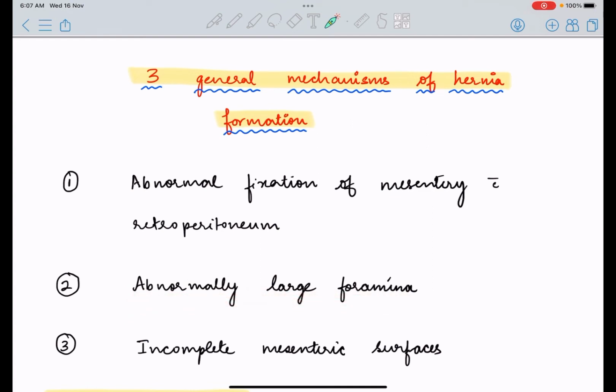And the last mechanism is incomplete mesenteric surfaces. As I have said, if there are defects in the mesentery, the bowel loops can pass through, and sometimes these defects can be created iatrogenically, that is when we do bariatric surgeries. Bariatric surgeries, where gastric bypasses need to be done, create many spaces, that is between bowel and through the mesocolon. Through these spaces, the bowel can find its way through, thereby causing internal herniation.